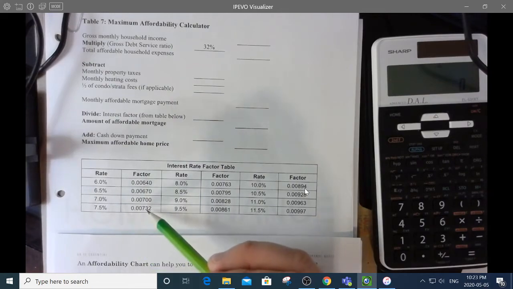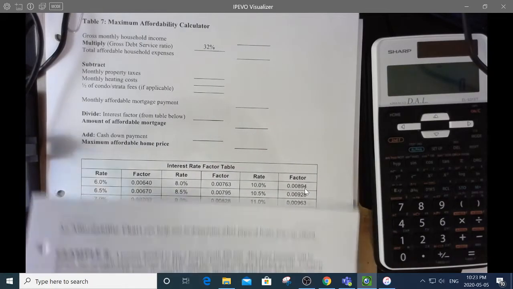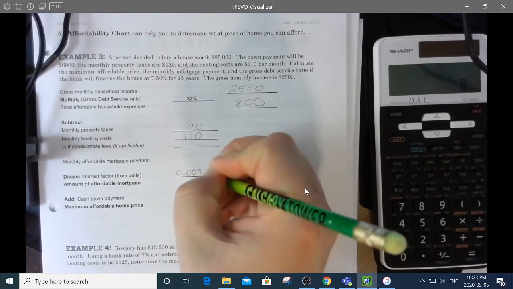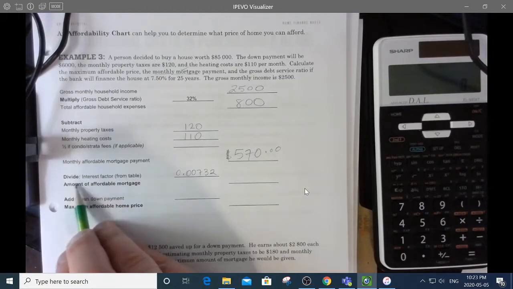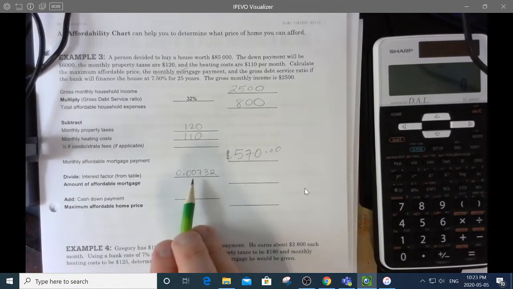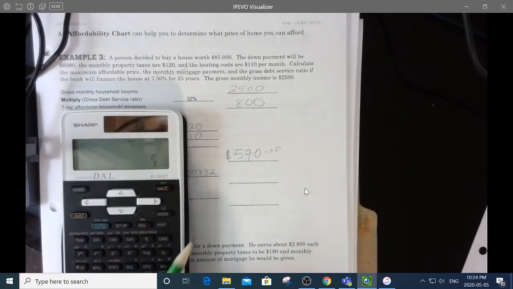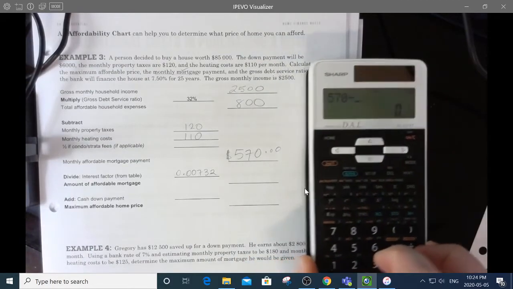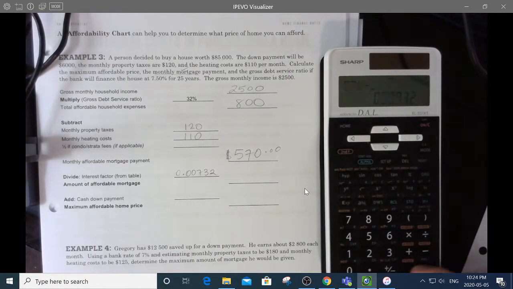And 7.5% has an interest rate factor of 0.00732. Make sure you copy that number properly. Don't forget the extra zero there, 0.00732. It says to divide this number by that interest factor. So I'm going to take $570 and divide by, I'll do it over here so you can see better, 0.00732.